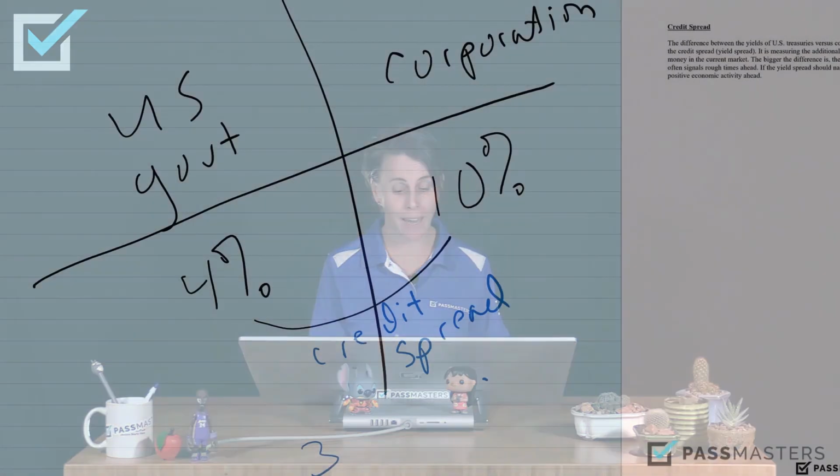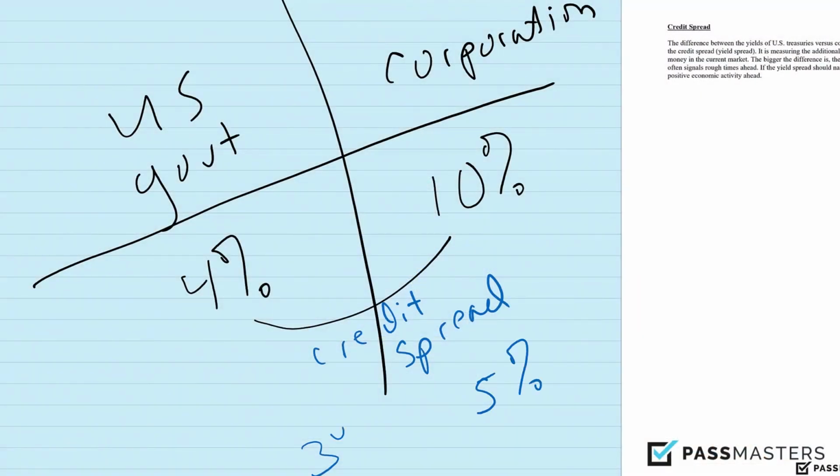So there is always a difference. It's just if it's really far away, that's a negative indicator for economic conditions. When it narrows, so if it was 4 and 10 and now it's 3 and 5, so it's narrowed, that is generally a welcome sign of positive economic activity ahead.